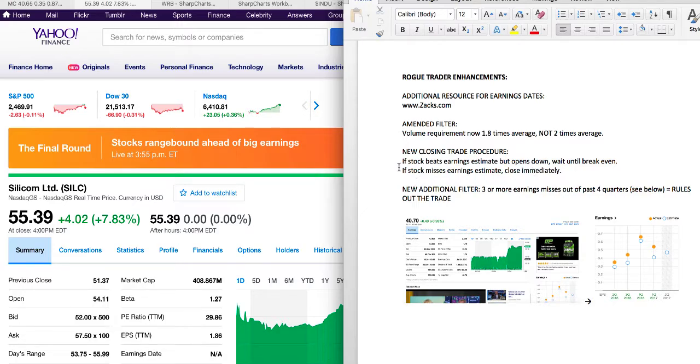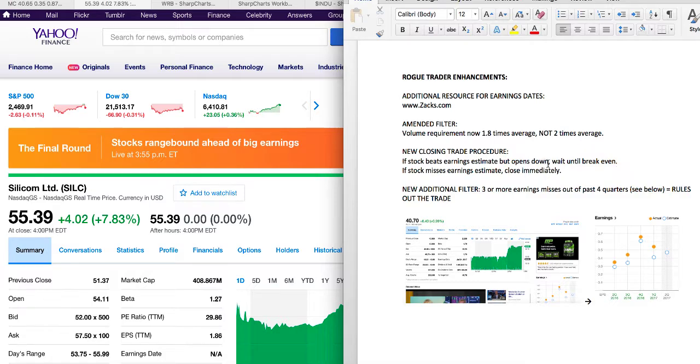So what we're going to say now, though, is that if the stock beats the earnings estimate, which is what we're expecting to happen and usually happens, but the stock opens down, just wait until it gets to break even. What we're saying here is, look, this is unusual, because when a stock beats its earnings estimate, it should go up. So in the event that happens, there's probably a bit of selling pressure that's too high, maybe too many people taking profits from the next day, or taking profits too early.